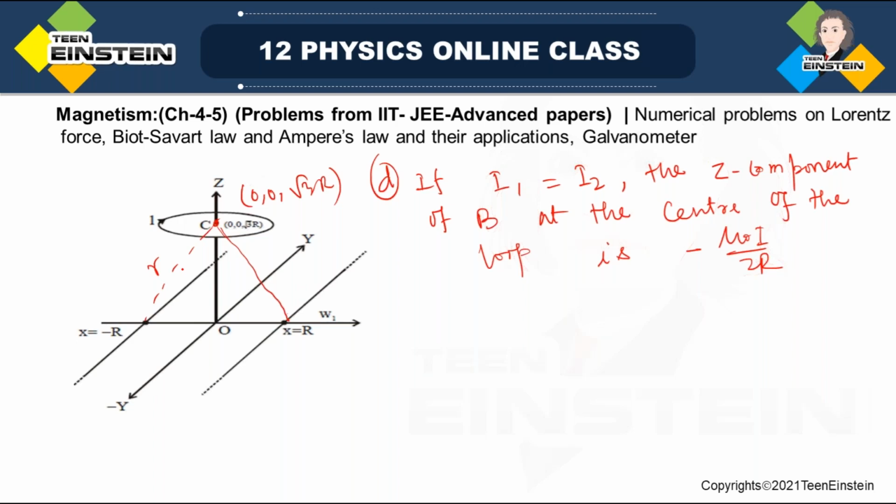The only option which was not true is C. Otherwise A, B and D were true. Magnetic field at this center will be only due to the loop.